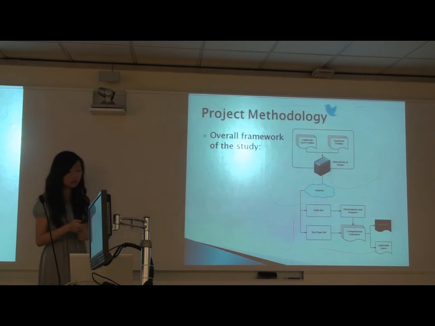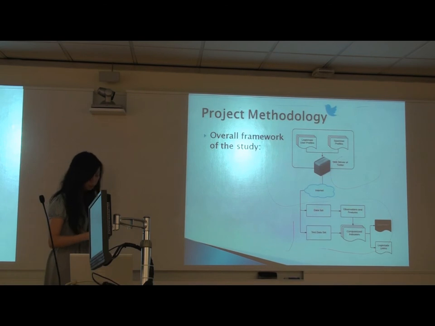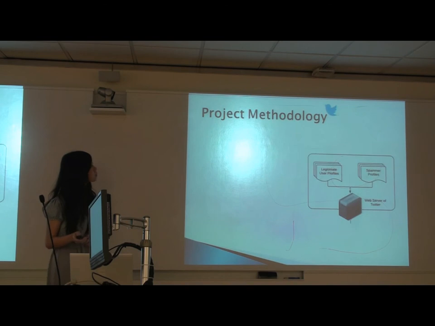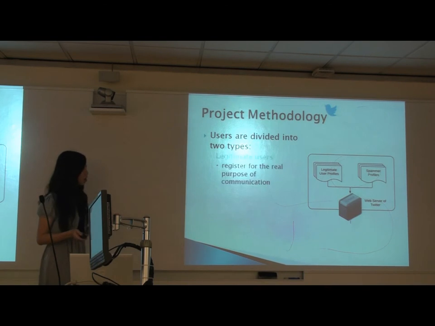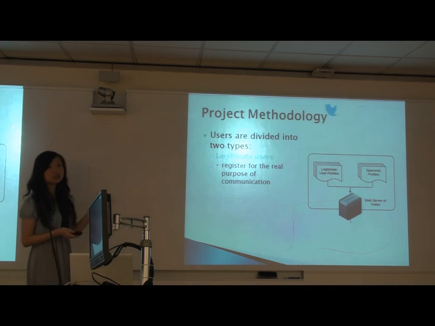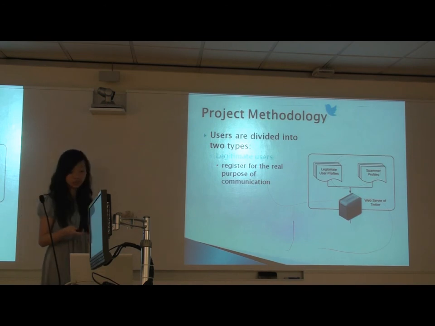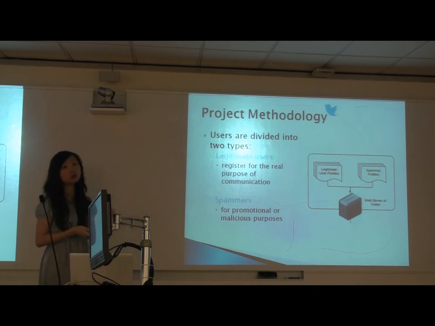So for the project methodology, we can see that this is the overall framework. I'll explain it part by part. So for the first part, users are divided into two types. The first type will be legitimate users. They register a Twitter account for the real purpose of communications. And of course, spammer accounts, where spammers create accounts for promotional or malicious purposes.